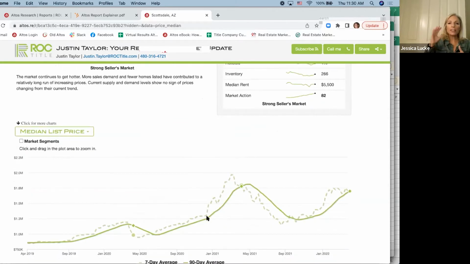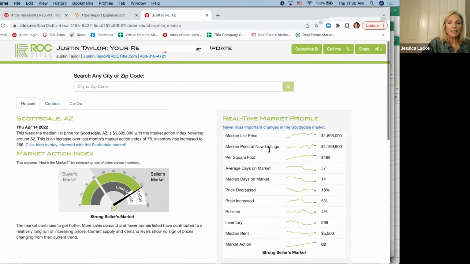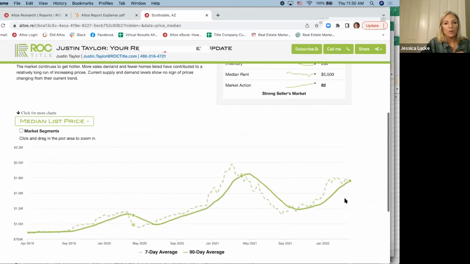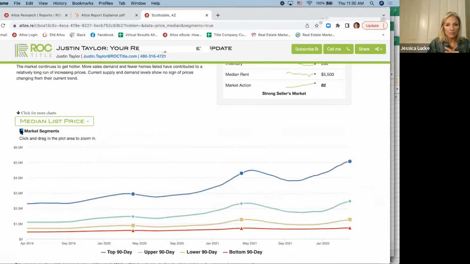Okay, so if I look at the median price, what about your buyers who are on a budget that, 1.7 isn't quite within their budget? Does that mean they can't live in Scottsdale? And how do you communicate about the market in their particular price range? Or what if you're dealing with the luxury market and that's really not a clear indicator of the luxury market within Scottsdale? We have something called market segments.